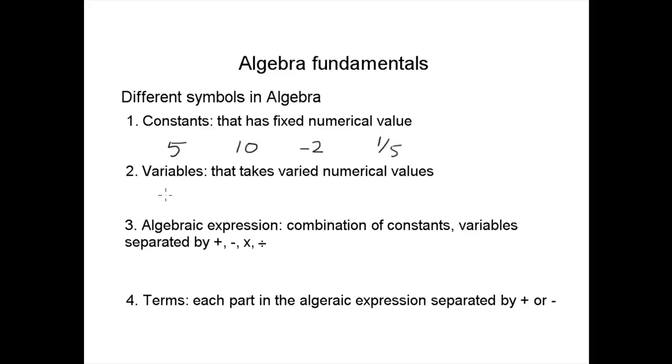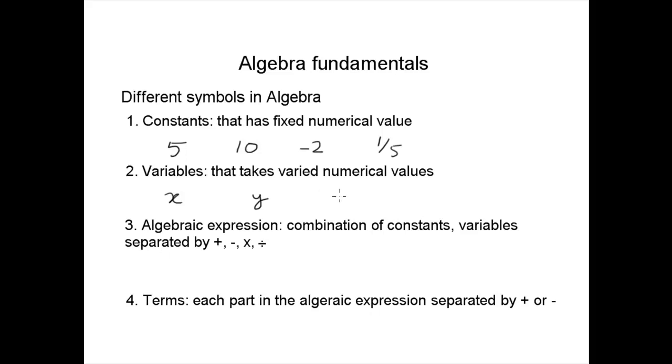The next one is variables. What is a variable? A variable is the one which can have varied numerical value. For example, x. So x can have any numerical value to it, whatever we assign to it. We can assign 2 to x. We can assign 5 to x. We can assign 10 to x, we can assign 100 to x. Similarly, y is a variable too. Whatever number we assign to y, it takes that number.